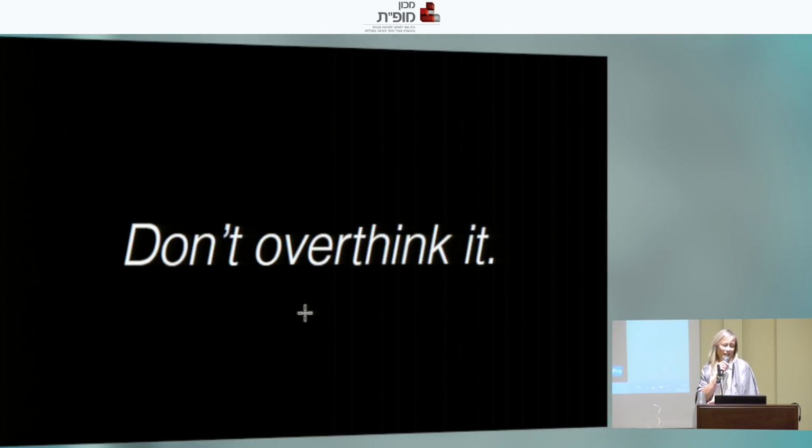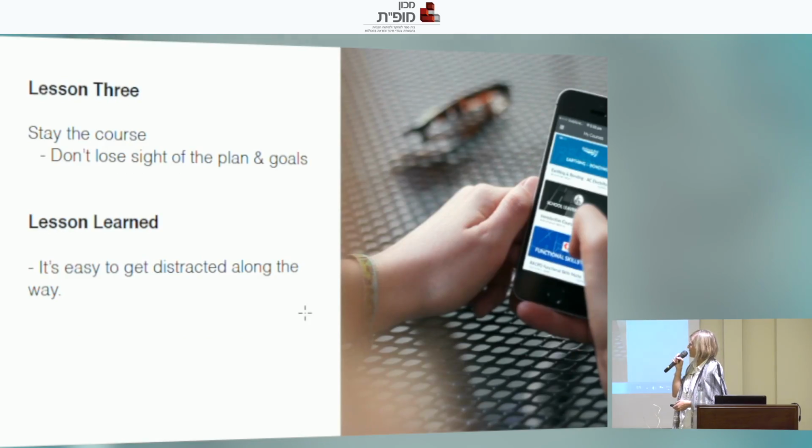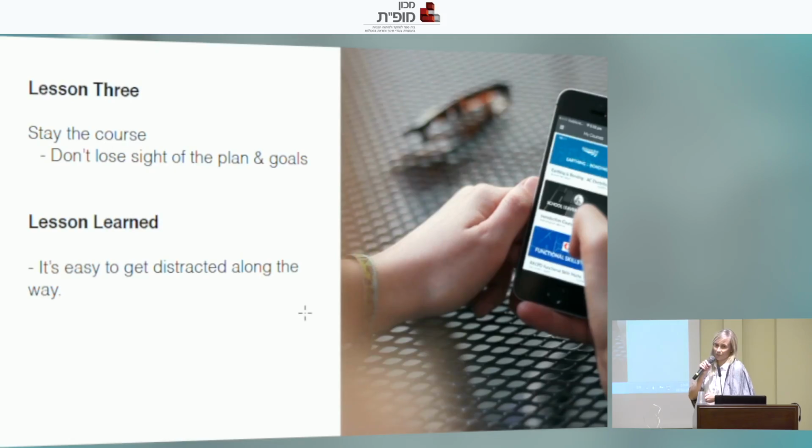The saying analysis paralysis, I don't know if you're familiar with it, but sometimes when you overthink things and you get caught into an analysis paralysis loop and you don't really progress. So, like I was saying earlier, stay the course. Don't lose sight of your original plan and your goals that you set right in the beginning along the way. Don't get sidetracked by, I don't know, trying to change the color of something or this very specific piece of wording. Obviously you want a great course, but don't overanalyze every little thing. The lesson learned here is it's easy to get distracted along the way.